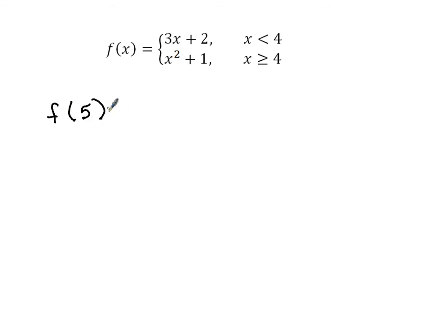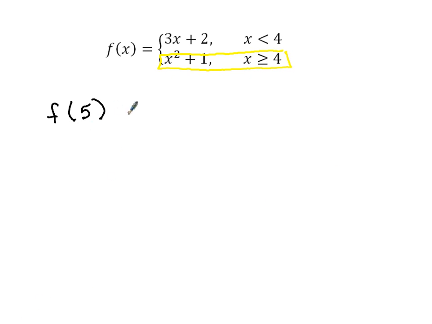I need to then look at my portions of the piecewise function to determine which portion I will have to use for this value. 5 happens to be greater than or equal to 4. It fits within this portion of the domain, so I'm going to be using only this section of my piecewise function. I'm going to rewrite that.